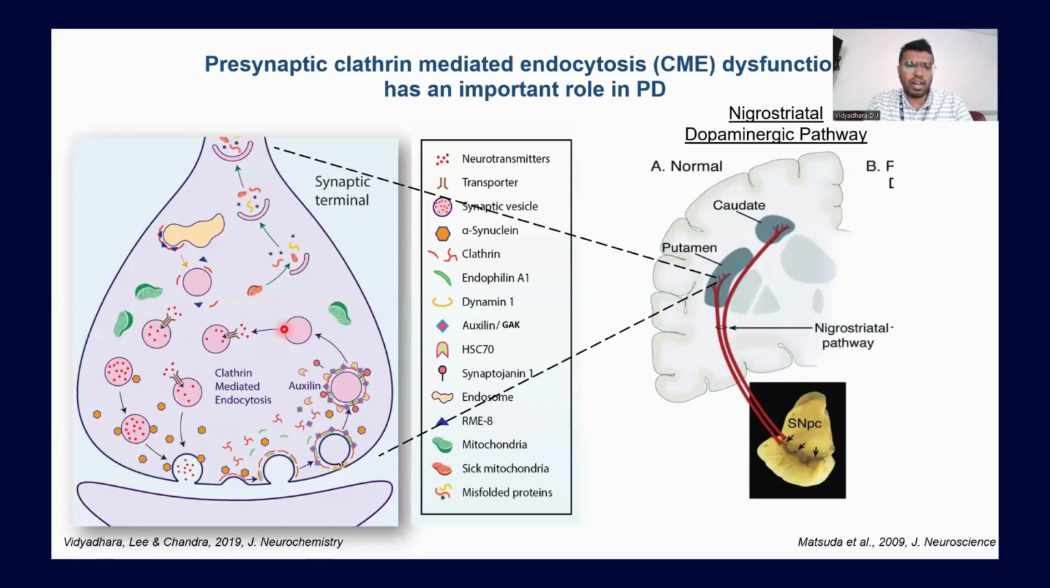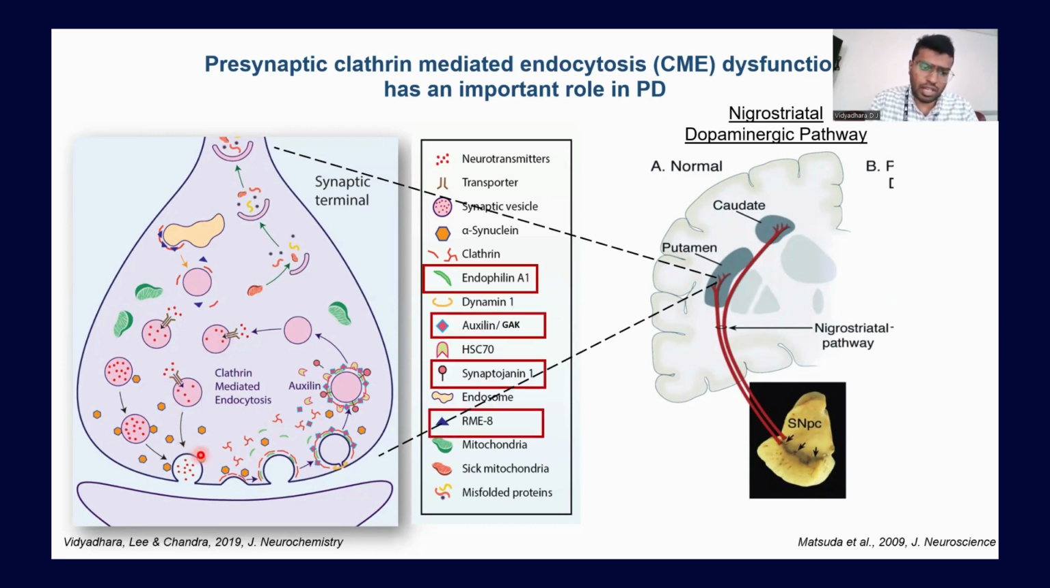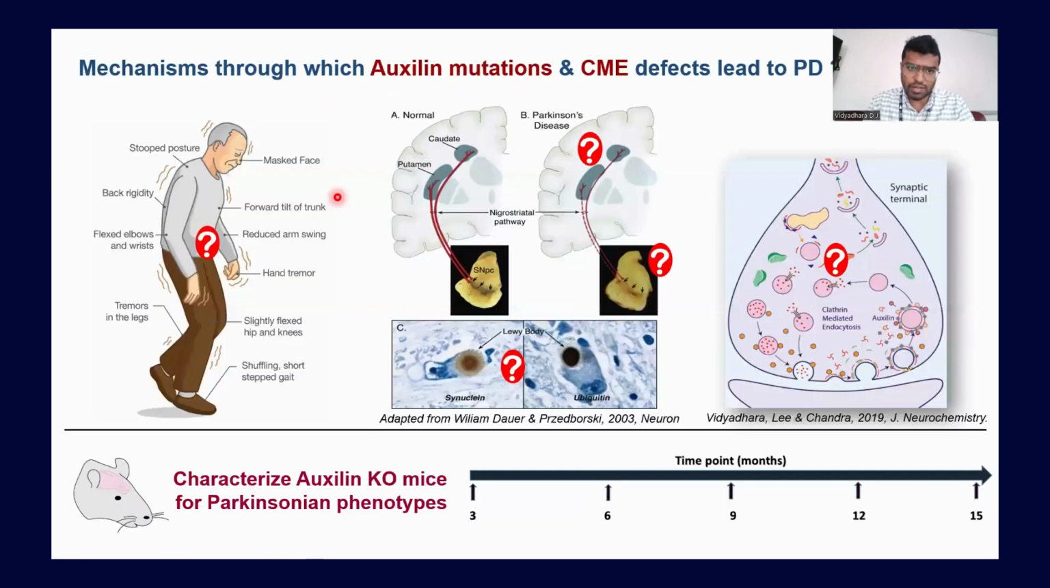Auxin is one of the proteins which function in the presynaptic terminals, especially in clathrin-mediated endocytosis, which is important for synaptic vesicle recycling. What's interesting is it's not just auxin, there are at least 4 other proteins involved in clathrin-mediated endocytosis that are linked to Parkinson's disease, which clearly says that presynaptic clathrin-mediated endocytosis might have a major role to play in Parkinson's disease. And that's what we explored in this study, to really understand mechanisms through which auxin loss of function mutations and clathrin-mediated endocytosis defects might lead to Parkinson's disease.